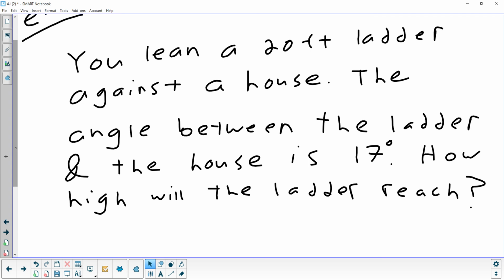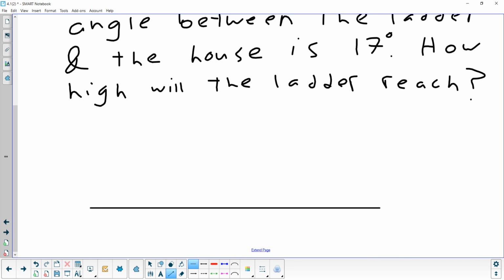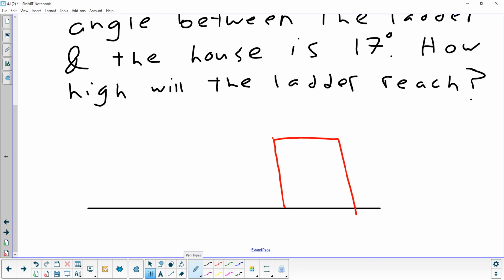So we're going to draw a ladder against a house. So I need a ladder, I need a house, I need something else. Yeah, I need the ground. So that's the most basic thing I need. So let's start with the ground. There's my ground. All right, here is my house. Crooked house.